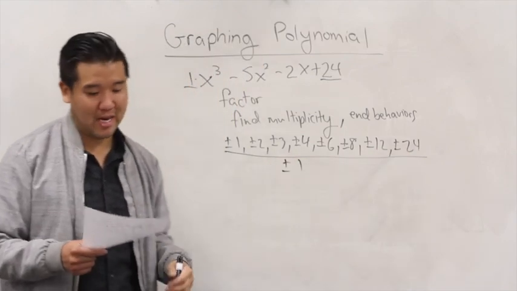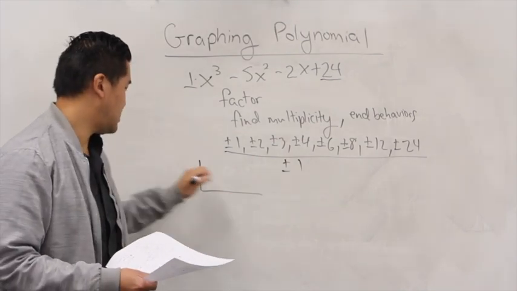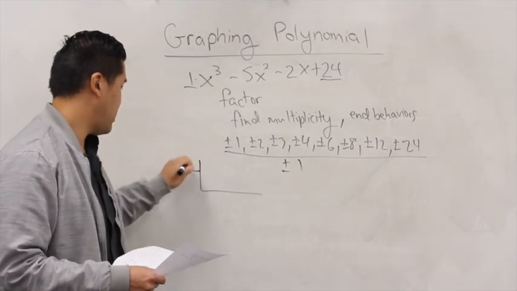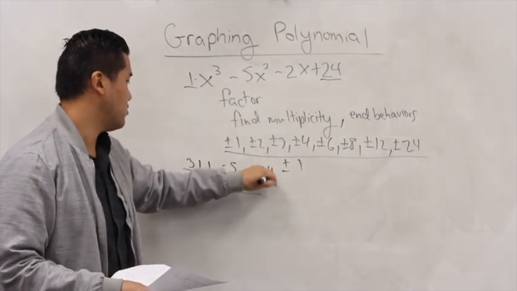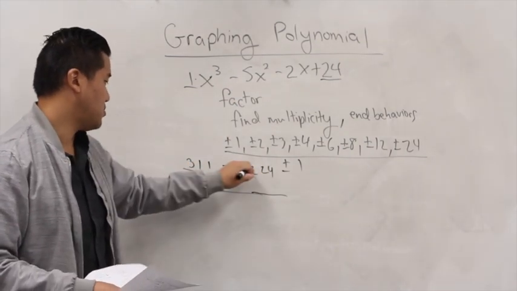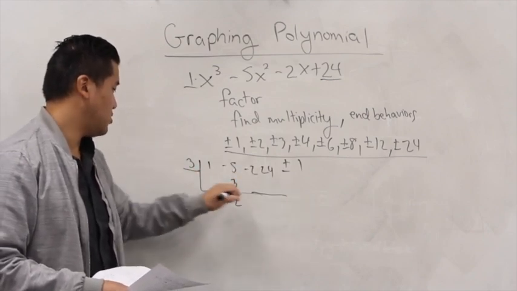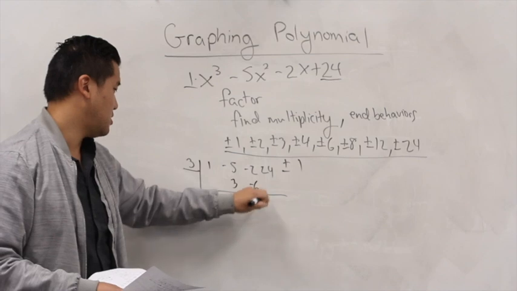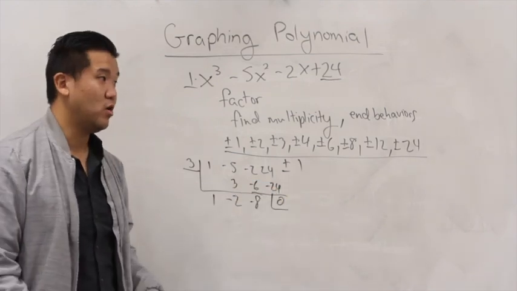These are my options. I do need to test values. I'm going to test 3. I'm just going to pick one. So you have 1, -5, -2, 24. So when you do this problem, you have 1, drop the 1, multiply, -2, -6, -8, -24. You get 0. That's what we want.